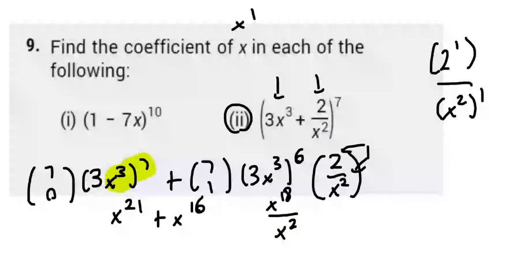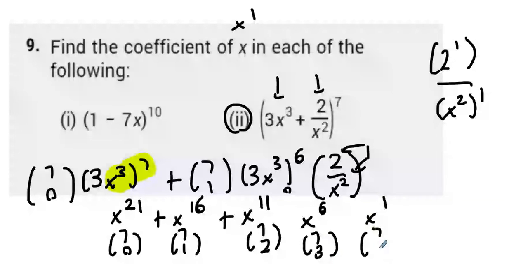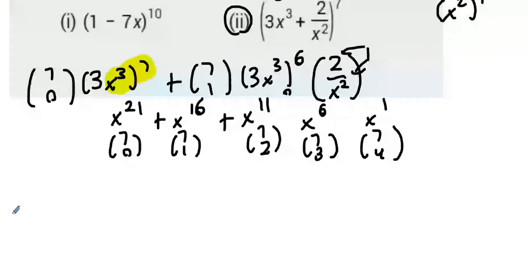And what we found out in yesterday's class is that once you know the first drop, it's the same for all of them. Okay? So if this is 7C0, this is 7C1, what's 7C2? x11. 7C3? 7C3 is x6. And finally, 7C4 is x1. I found the location of the one that has x only. So I'm well aware that it's 7 choose 4.